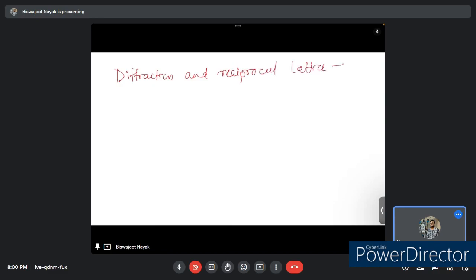In reciprocal lattice, let's say we have one X-ray that is scattered by one atom present at O, and this is the incident X-ray, and the diffracted beams are having notation S0, S minus S0.